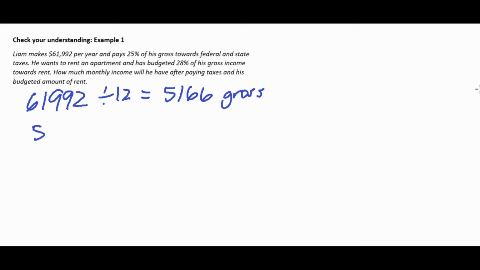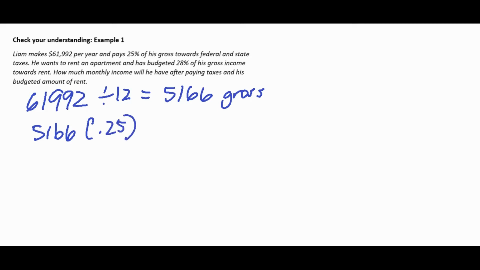Example number 1. So Liam here makes $61,992 per year. He pays 25% of his gross paycheck towards federal and state taxes. He wants to rent an apartment and has budgeted 28% of his gross income towards rent. How much monthly income will he have after paying taxes and his budgeted amount of rent? So what we got to do here is take his annual salary, the $61,992, and divide that by 12 to get his monthly gross. So his monthly gross income is $5,166.